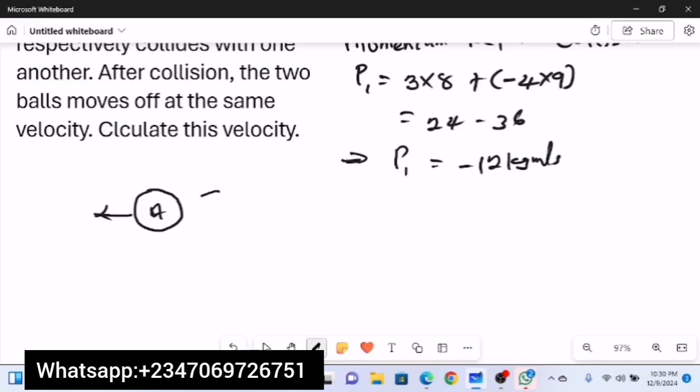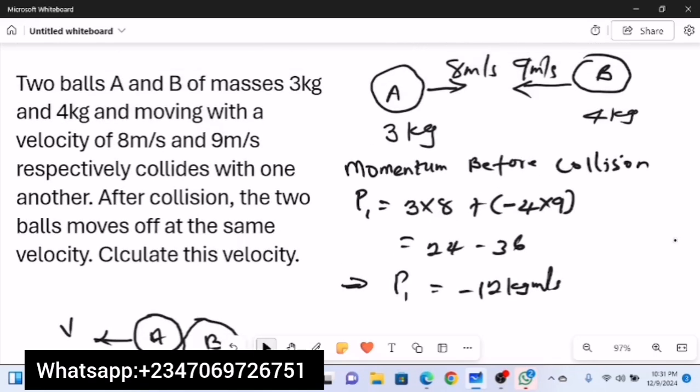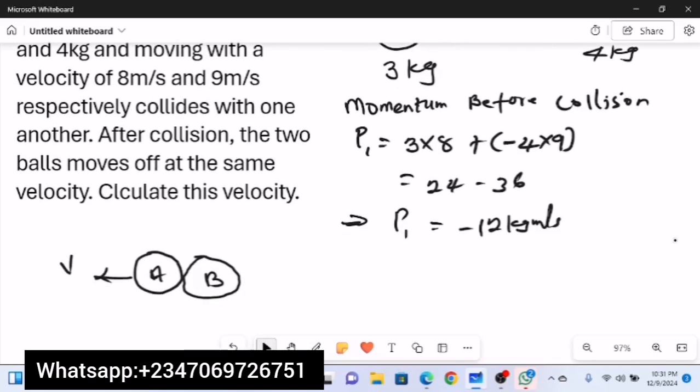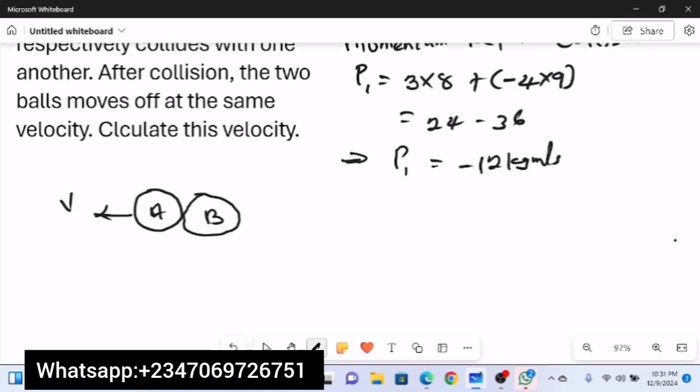Okay, so they collide and move off at the same speed. This is ball B, and that speed is actually unknown, so we call that V. Mass of A remains 3 kg, and mass of B remains 4 kg.